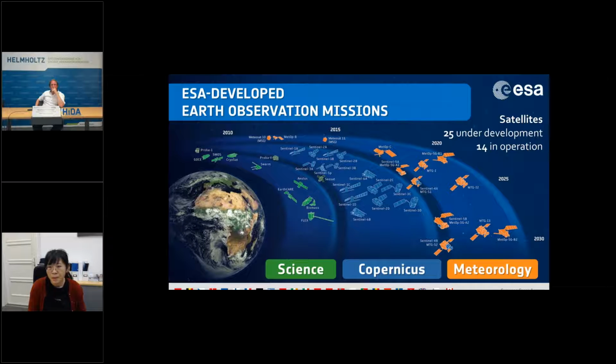For example, the game changer is ESA's Copernicus program, where the Sentinel satellite fleet is providing open and free data with a long-term perspective. At this moment, it's already more than 30 petabytes of data that are free to everybody. And in 10 years, it will probably be more than 100 petabytes.